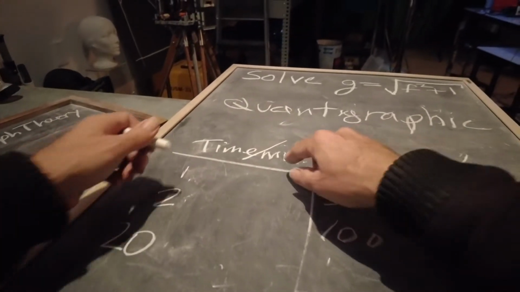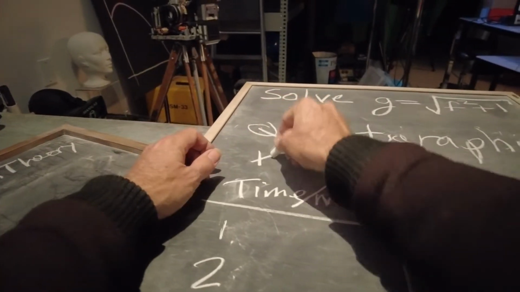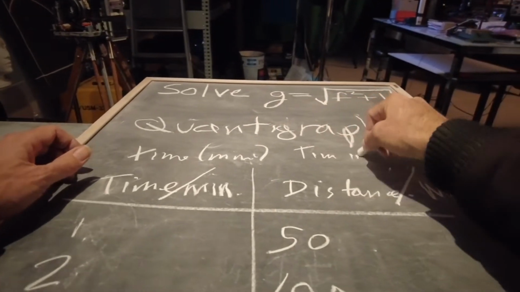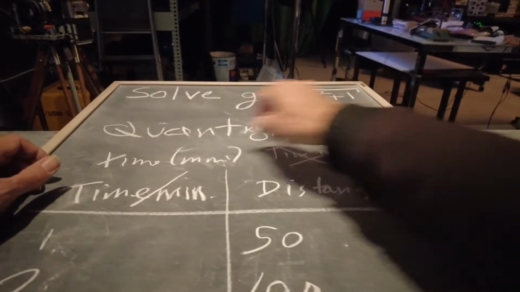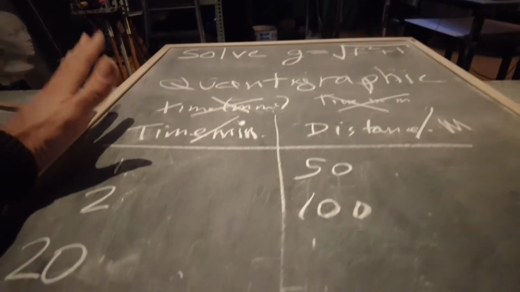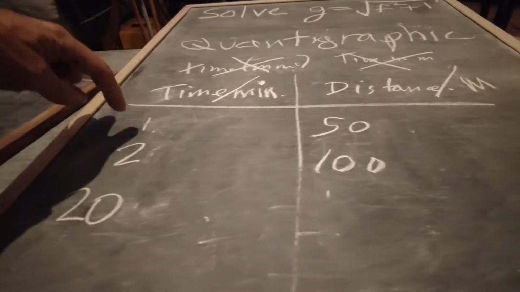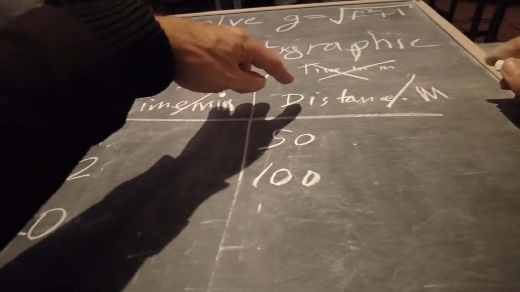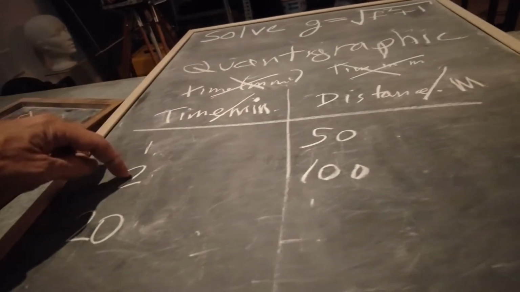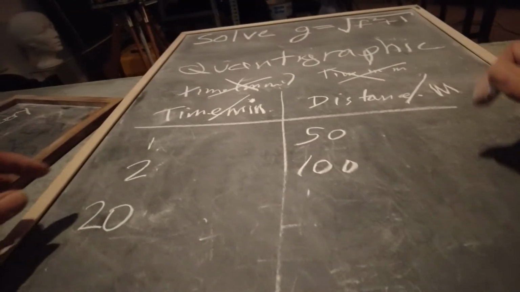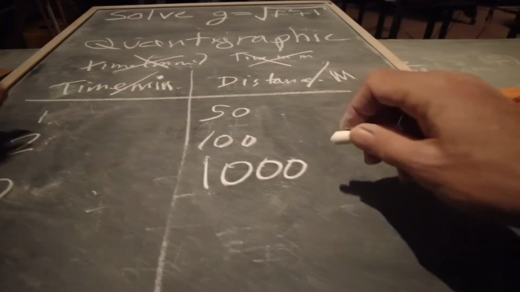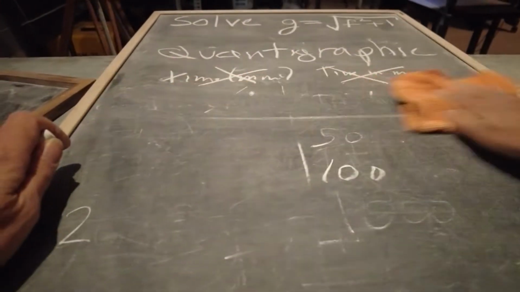Now, it's not time in minutes, or it's not time. Sometimes people will write time bracket minute, or they'll write time in minutes. But these are wrong. What's correct is time divided by minute, because this is a truth table. Time divided by minute equals 1, at which point distance divided by meters is equal to 50. Time divided by minute equals 2 when distance divided by meters equals 100. Time divided by minute equals 20 when distance divided by meters equals 1,000. And so on.